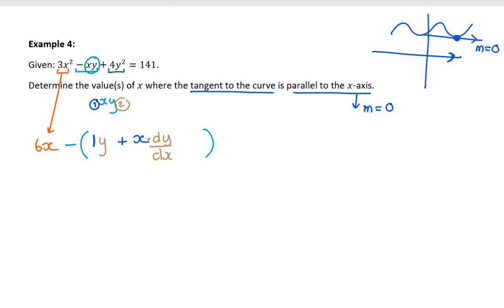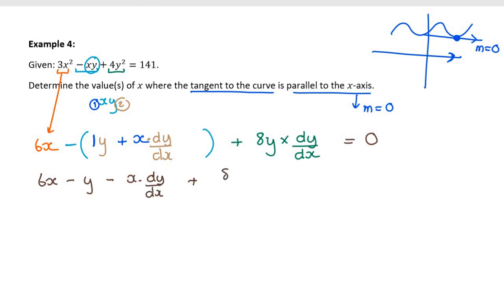Now I've got plus 4y squared, which is a chain rule because it's plus, bring down the 2, so 8y, but multiply by the derivative of the inside function, which is y, which I don't know, and that equals 0 because the derivative of 141 is 0. So to neaten up, I get 6x minus y minus x dy dx plus 8y times dy dx equals 0.